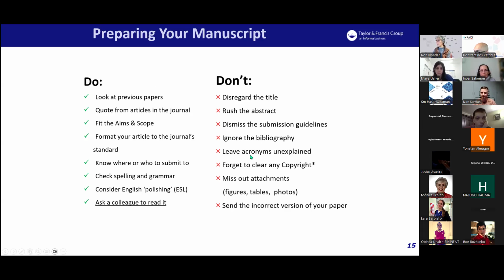When you use acronyms, explain them. If you need to give copyrights, don't forget it. If you submit and there are attachments, give the attachment and give the last draft of your paper. Inbal can share with you that many times people submit the paper and she opens it and she sees tracked changes and red lines and comments, so this is not the way to handle your submission.